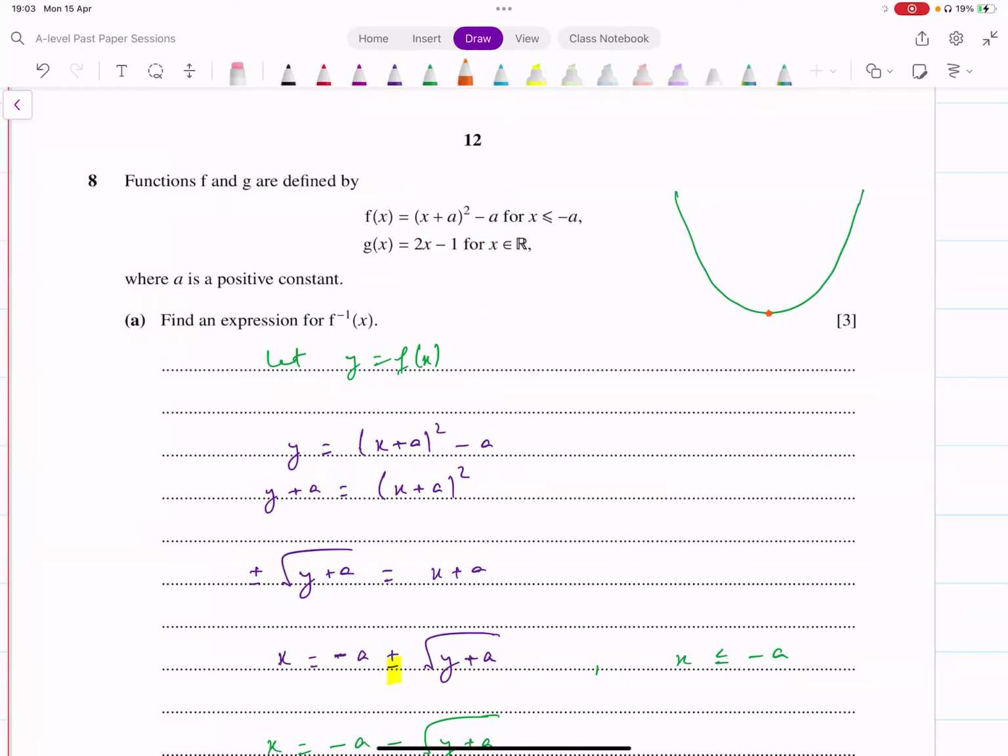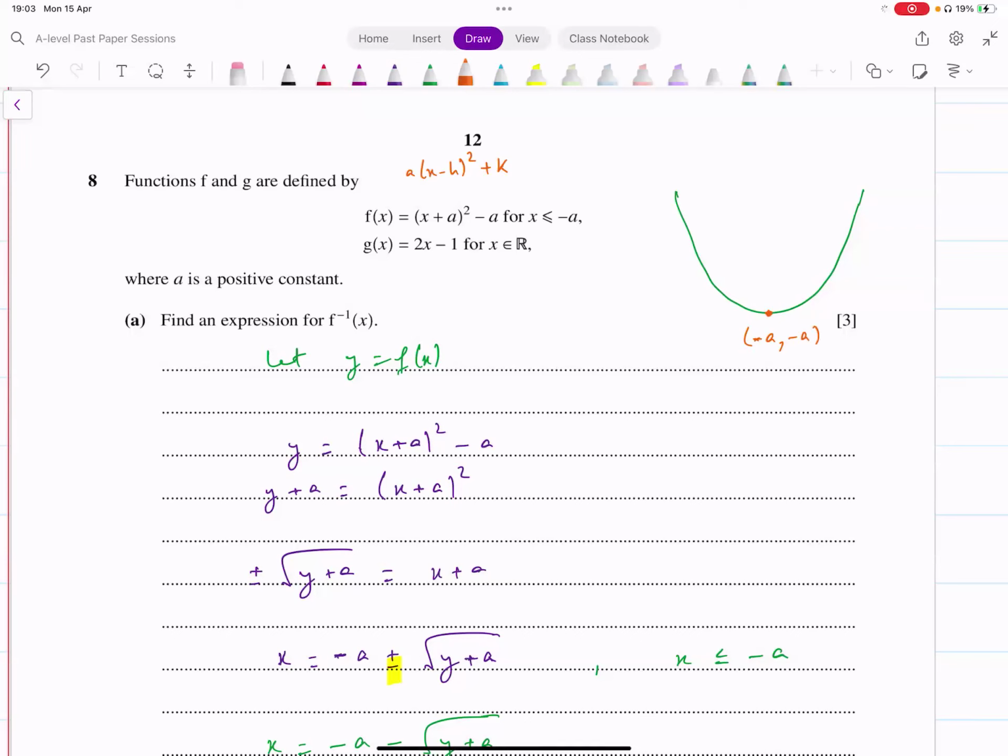What's the turning point? Compare it with the standard form. Remember the standard form, x minus h whole squared plus k. The number that you have inside, you flip the sign for that. It becomes minus a. The x coordinate of the turning point is minus a. It's completed square form, right? And the number that you have outside, that sign remains the same. The y coordinate is minus a as well. This is the turning point.